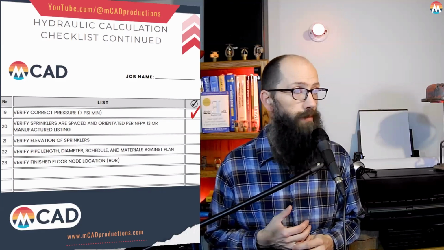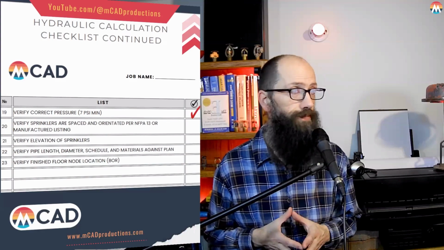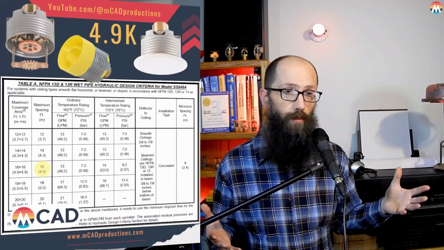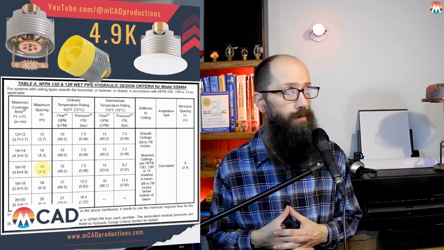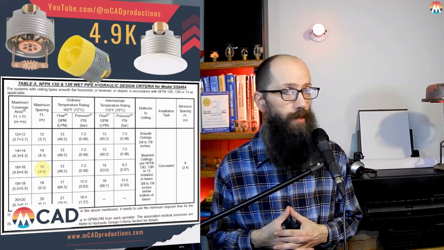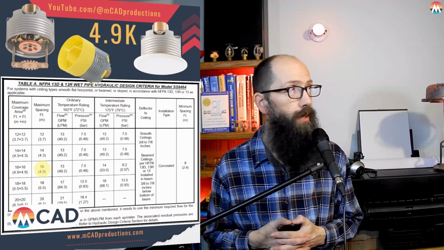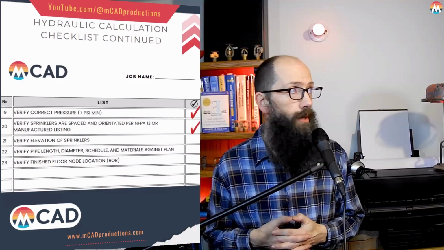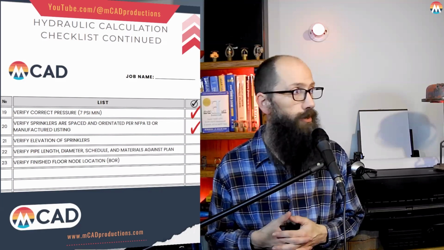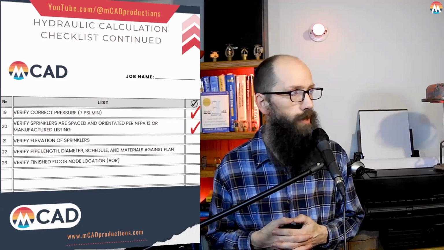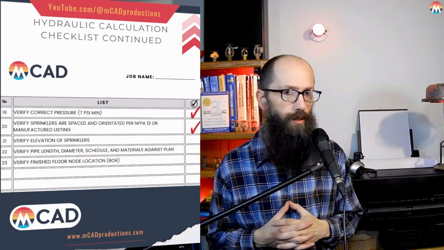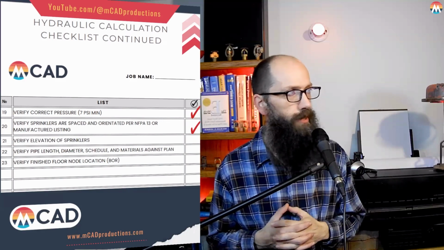All right, so the next thing on here is verify sprinklers are spaced and oriented per NFPA 13 or the manufacturer's listing. So again, this is the sprinkler head cut sheet. This maximum spacing we've got here, what we designed to with the 13 GPM, is 16 feet. And that's what we designed to in our drawing as well. If you guys remember, we were doing 16 by 16 feet spacing. We have our head legend on the plan as well that says 16 by 16 in there.